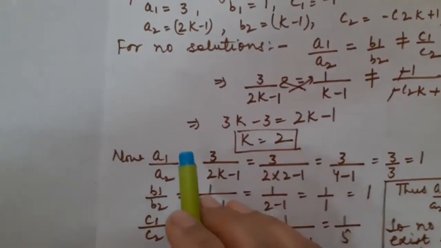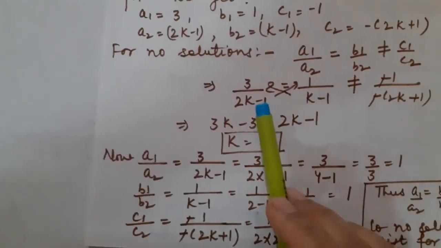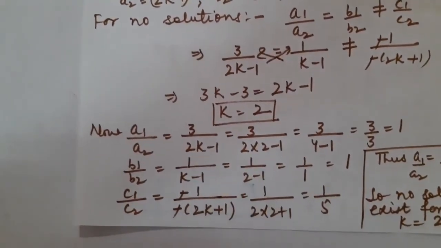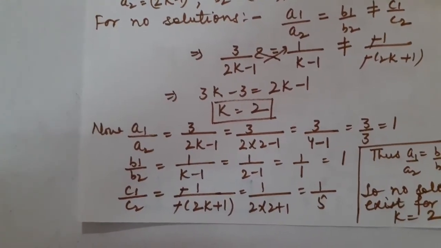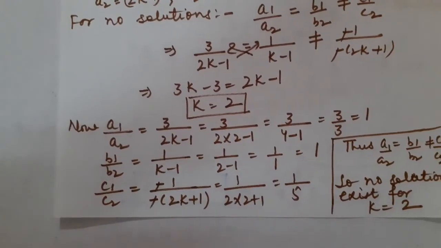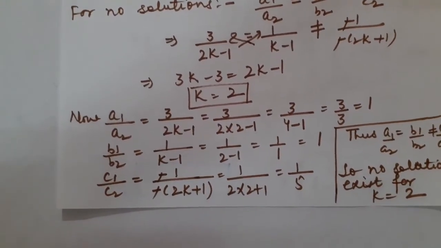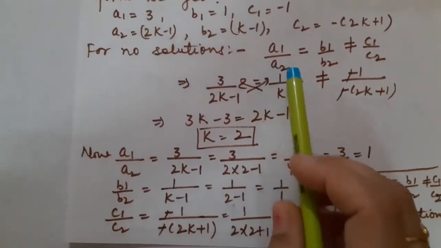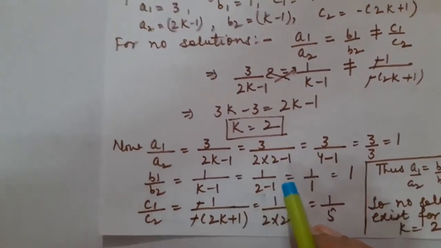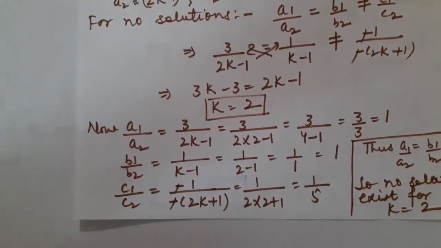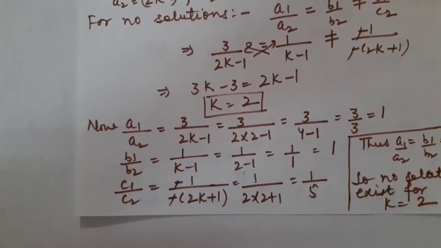So what I did, a1 upon a2, you have 3 upon 2k minus 1. Putting the value of k over here, this will become 3 upon 2 into 2 minus 1. That is 3 upon 4 minus 1 is equal to 3 upon 3, that is 1. Now b1 upon b2, children, this was 1 upon k minus 1. Here I am going to insert the value of k. So 1 upon 2 minus 1 is equal to 1 upon 1, that is 1.